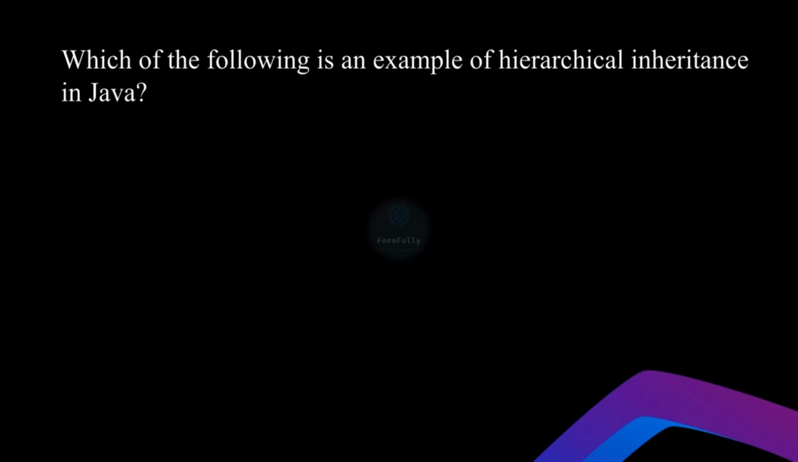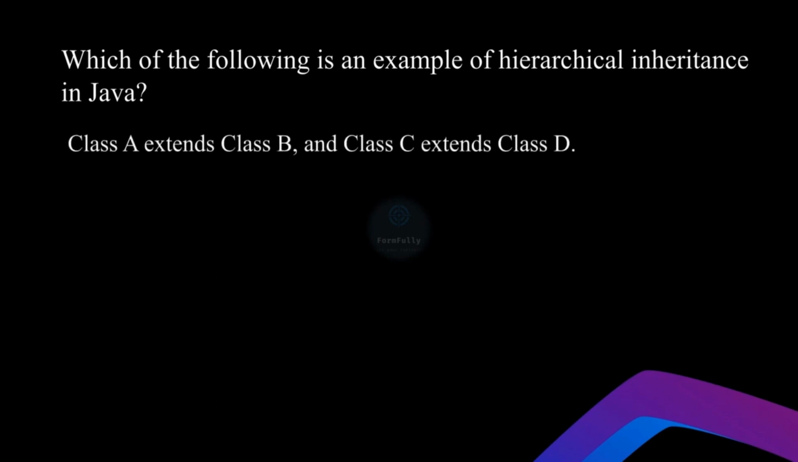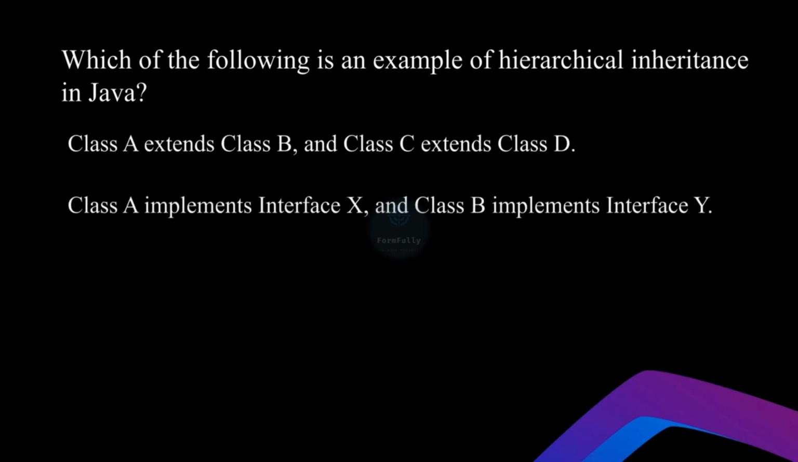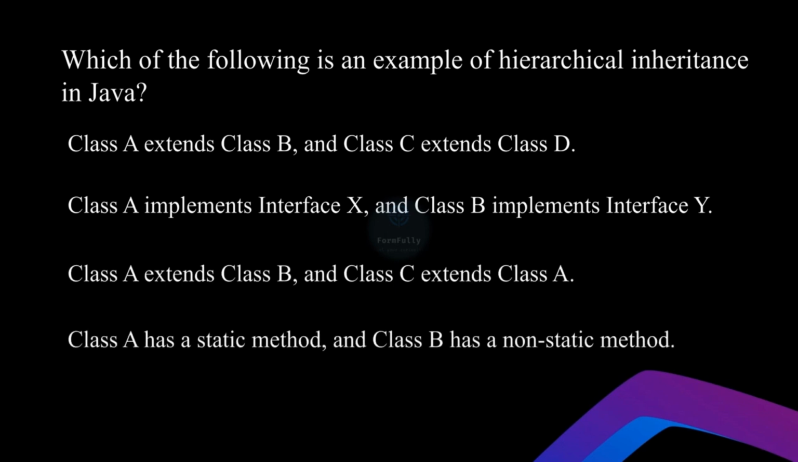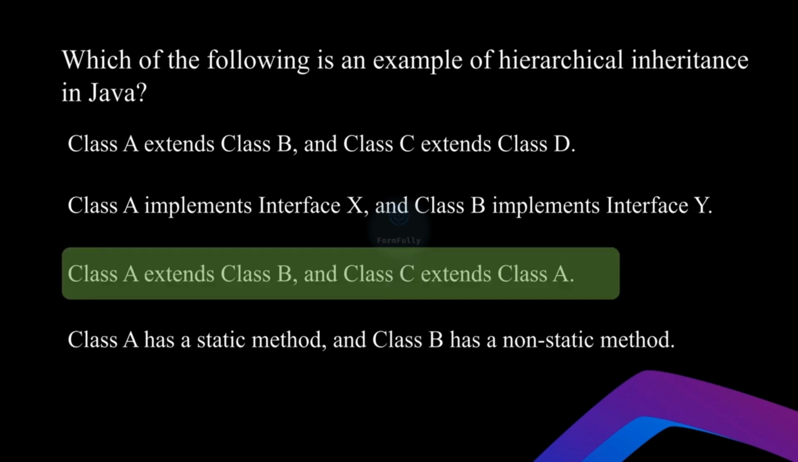Moving to the next question. Which of the following is an example of hierarchical inheritance in Java? Options are: class A extends class B and class C extends class D. Class A implements interface X and class B implements interface Y. Class A extends class B and class C extends class A. Class A has a static method and class B has a non-static method. Here the correct option is C.